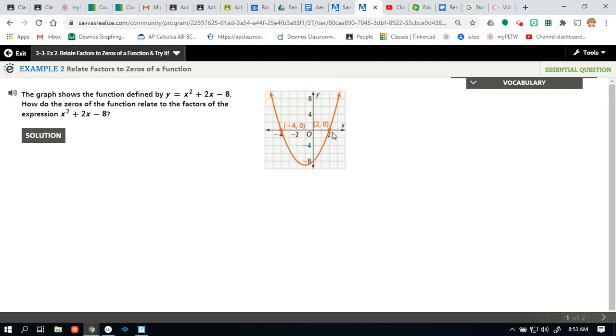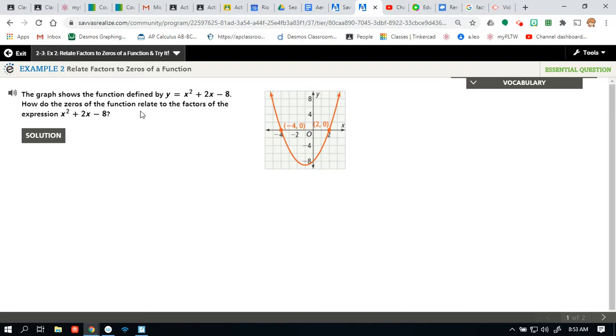I can also say, what are my solutions to this? And you'll see in later examples that we want to get to that 0. We want our output to be 0 to find the solutions of a quadratic. So these are different ways that we could describe the x-intercept.